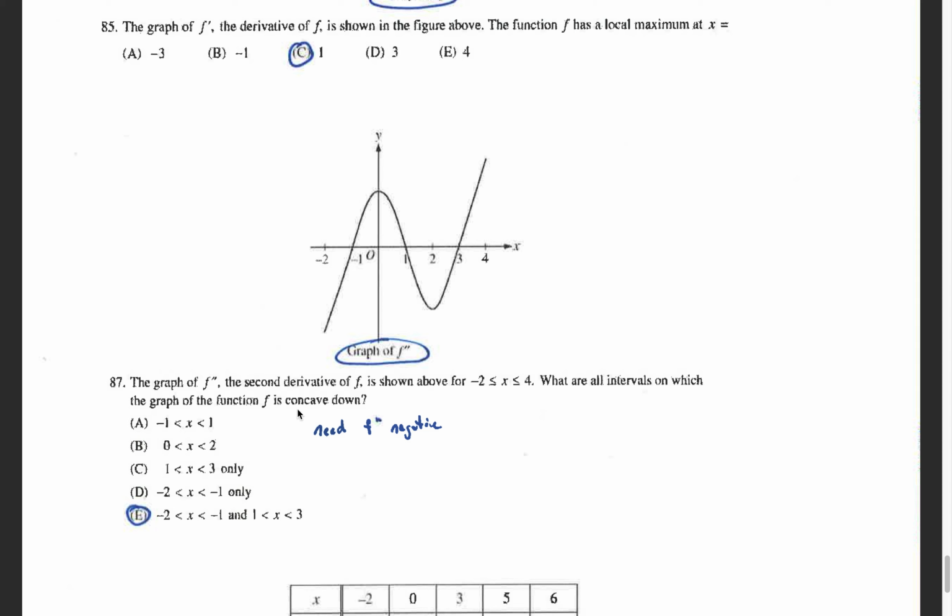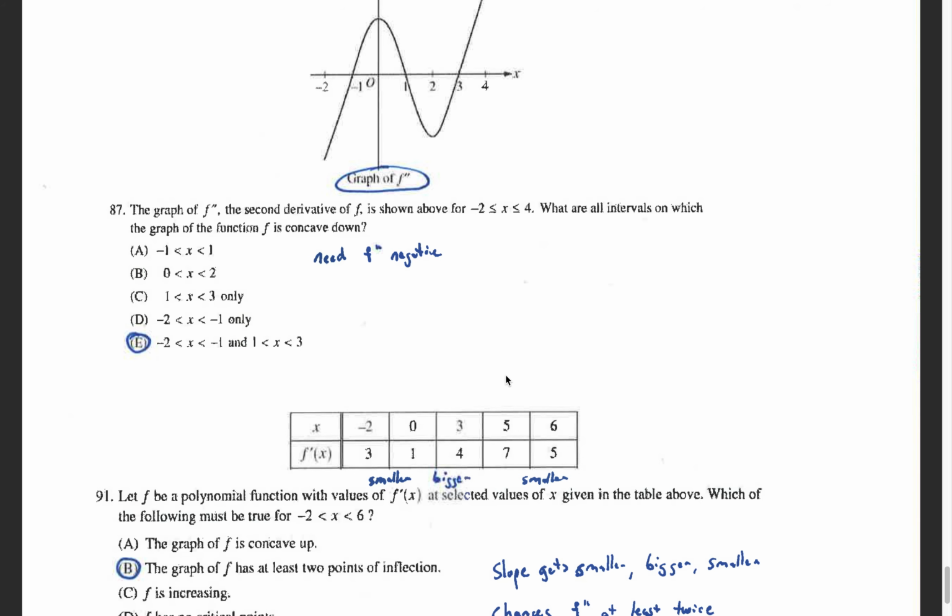I want f to be concave down, so then I'm looking at the graph of f double prime. So I just want it to be negative, so I just picked out the negative areas. That one should be pretty easy. I'm not even sure why that's a calculator question.